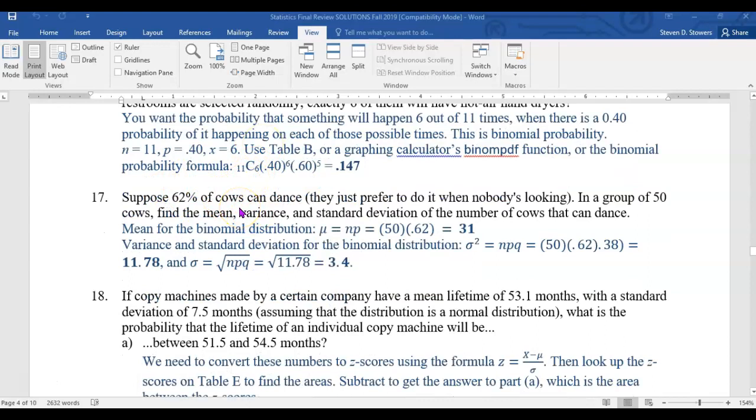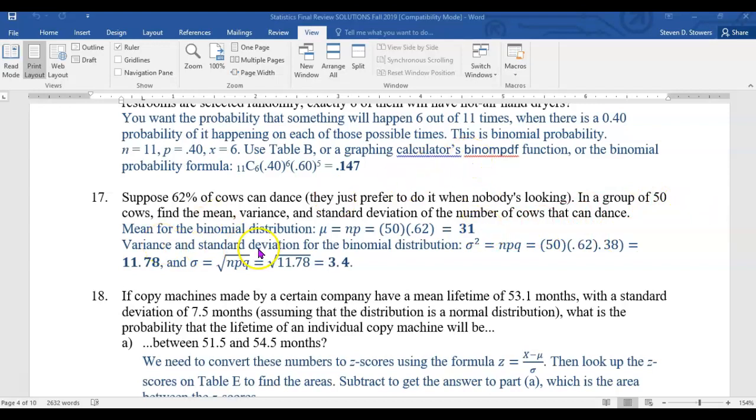And then number 17 is also binomial probability. This time we're talking about a group of 50, so that's n, and each one has a 0.62 probability that that particular cow can dance. And it's asking for the mean. The formula for the mean for a binomial distribution is n times p. So here that would just be 50 times 0.62, which is 31. So in your average group of 50 cows, an average of 31 of them can dance.